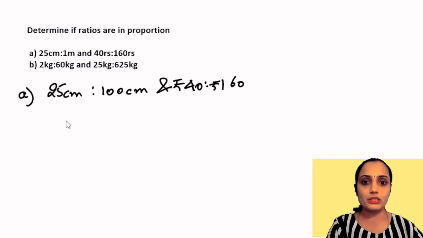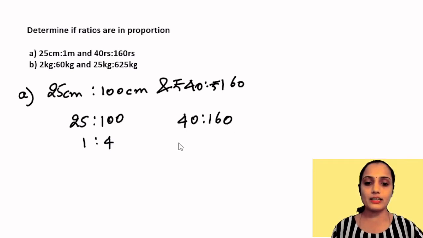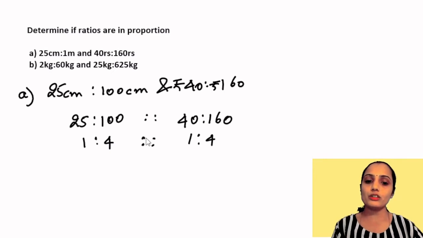Now, there are two ways in which we can do the same question. We can write this as 25 is to 100 and find out the simplest form of the ratio. So, this is 1 is to 4. The same thing can be done on the other side: 40 is to 160. Again, dividing both sides by 40, it's 1 is to 4. Hence, we can see that both of them are in proportion. So, here we can write 1 is to 4 is proportional to 1 is to 4, or we can also write 25 is to 100 is proportional to 40 is to 160. This is the first way.